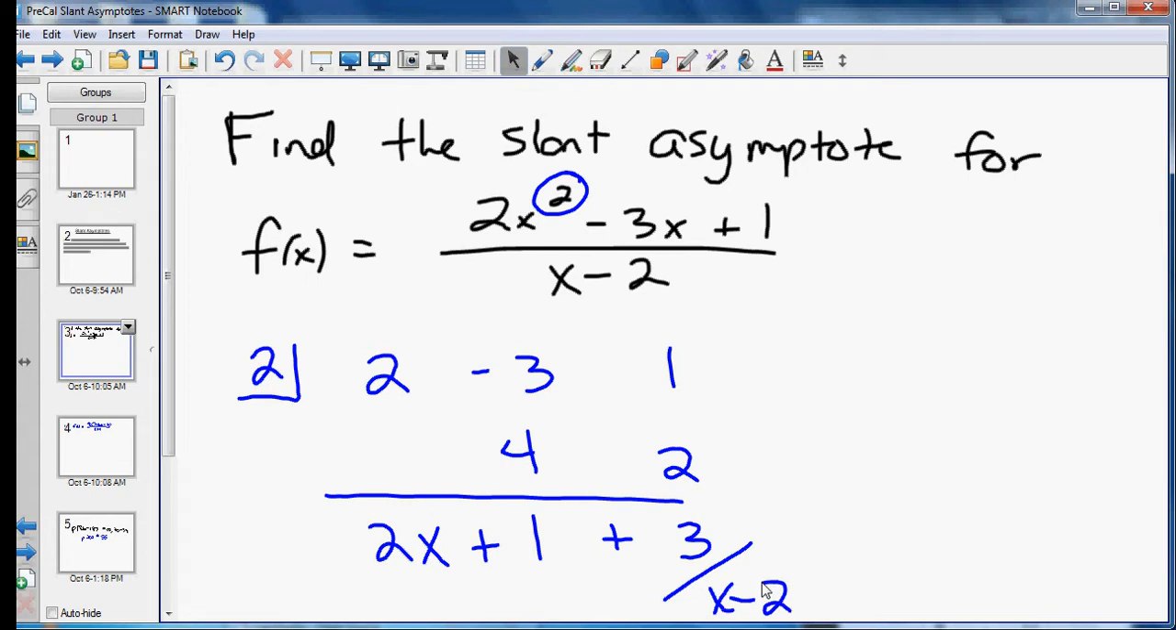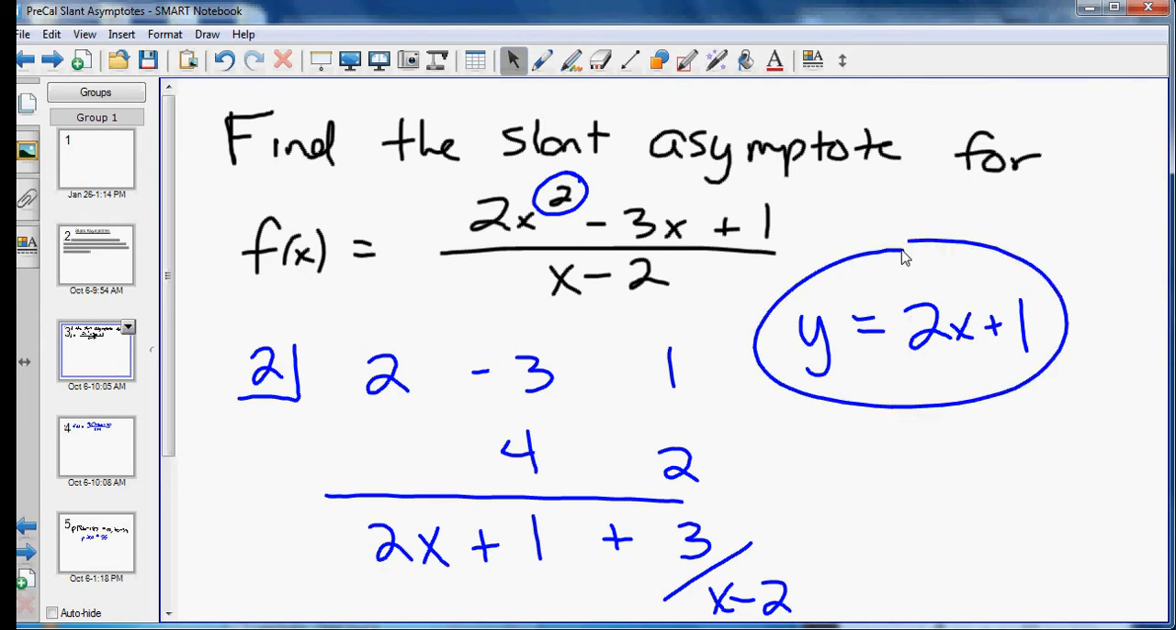However, when we're finding a slant asymptote, we don't care about the remainder. In fact, we throw it out. So our final answer is that the slant asymptote is at y equals, make sure you put that because this is an equation we're finding, y equals 2x plus 1. So the slant asymptote just means you have to divide, but ignore the remainder.